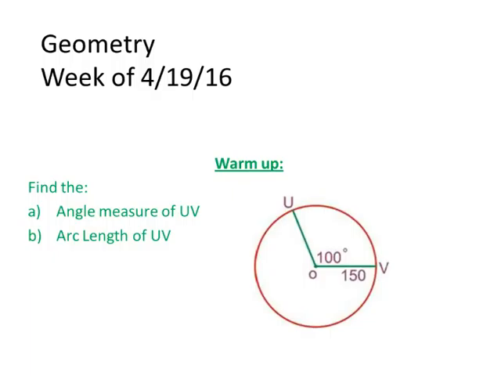In your math notebook, I would like you to first find the angle measurement of arc UV, and then also find the arc length. So you're going to find the angle measure and the arc length, or the arc measure. I'm sorry, it should say the arc measure, not the angle measure. You need to find the arc measure and the arc length of UV. So go ahead and do that in your math notebook.